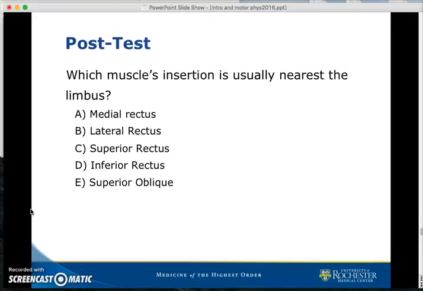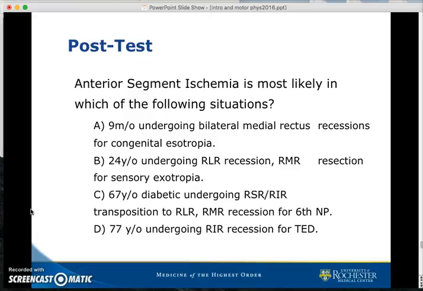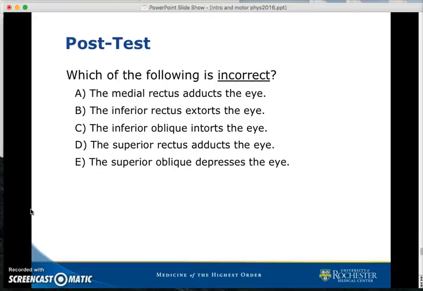And here's the post-test and the questions. Which muscle insertion is usually nearest the limbus? That's the medial rectus. Which is correct interpretation? Let's see. D is ET apostrophe, esotropy at near. Anterior ischemia is most likely in which of the following situations? C is the diabetic patient with three muscles off of one eye. And which is incorrect? This one is C, the inferior oblique intorts the eye. That's incorrect. The inferior oblique extorts the eye.